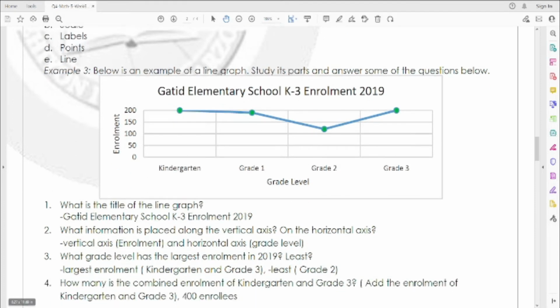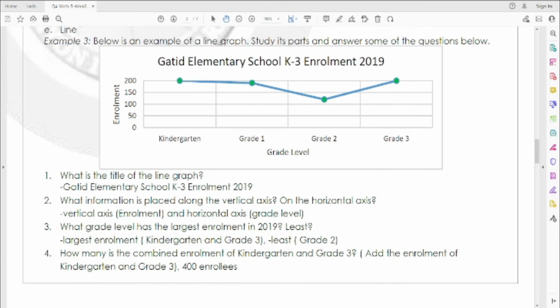What grade level has the largest enrollment in 2019? The largest enrollment is kindergarten and grade 3. Then the least is grade 2. Then how many is the combined enrollment of kindergarten and grade 3? What you're going to do here is add the enrollment of kindergarten and grade 3. So the total of it is 400.